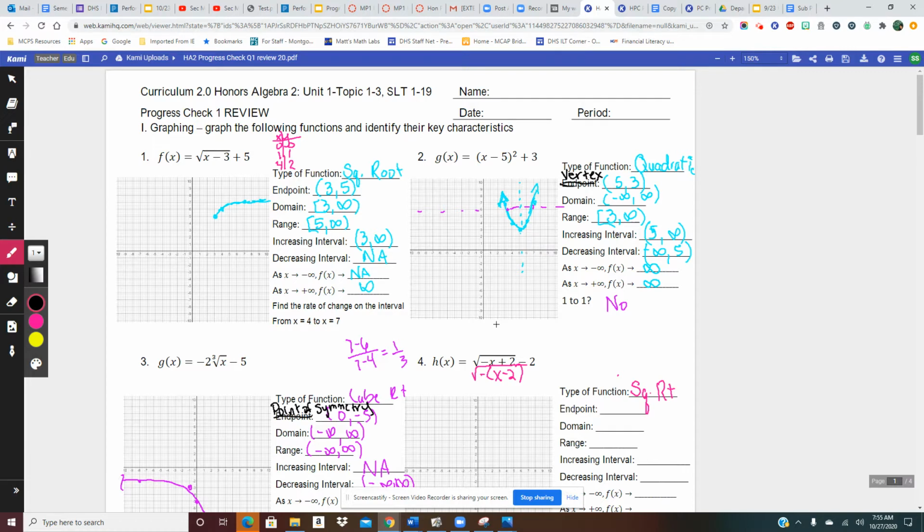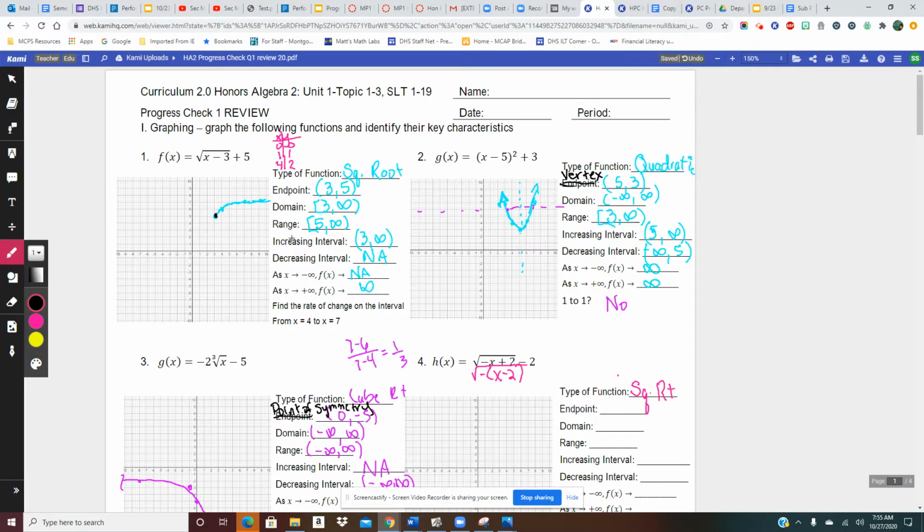Okay, so the first page was we're going over all the different types of graphs that we have been working on this quarter and all the characteristics that go along with them that we've talked about as we went. So the first one is a square root function. And remember, you get the endpoint by looking at the translations here. So this is right 3 and up 5. So my point is 3, 5. So there's my point right there.